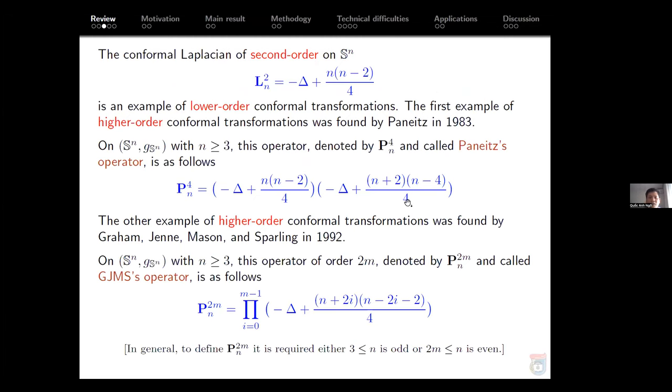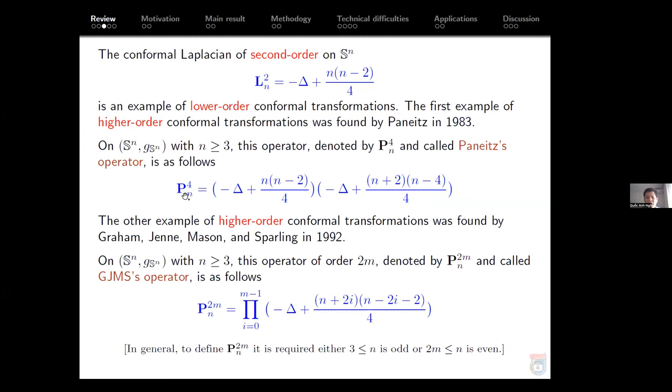The conformal Laplacian on the sphere is a very simple example of a low order conformally covariant operator, so it has some conformal properties. Once you have a Sobolev inequality for the conformal Laplacian, number three, we wish to look for other similar inequalities for higher order conformal operators. To do so, we look at the history, and the first higher order conformal operator was found by Paneitz in 83. It is a product of two conformal Laplacians with different dimensions. Here I denote it by P4.